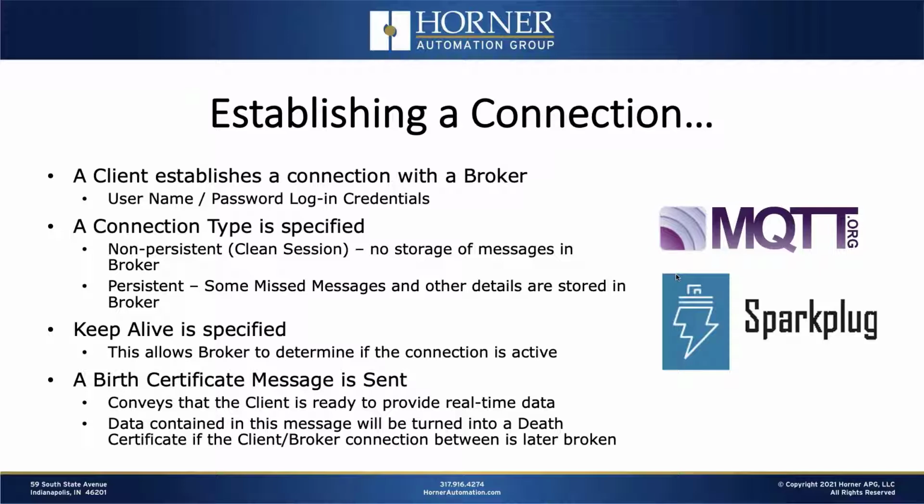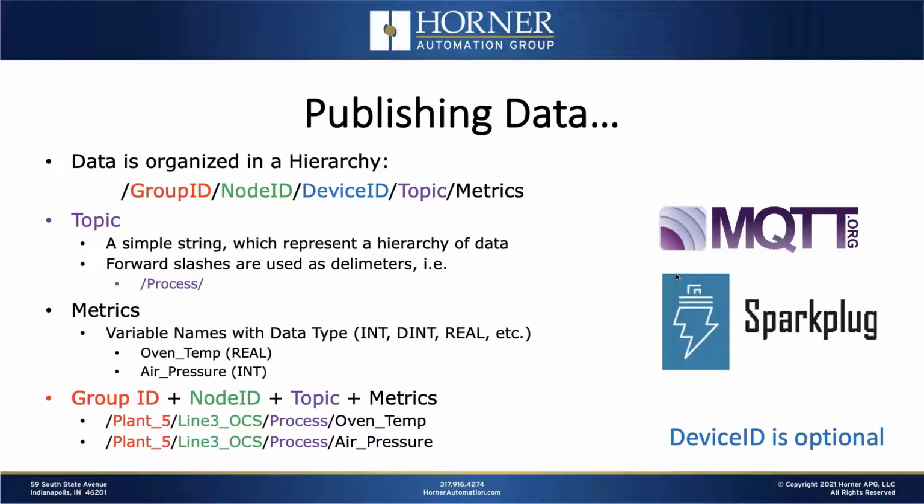And then on the very first connection, when it's established, something called a birth certificate message is sent by the client to the broker, basically conveying that the client's ready to provide real-time data. And then if the connection is ever broken, then that data can be turned into what's called a death certificate. Now, when you're publishing the data, one of the other things that Sparkplug does, and it's part of the MQTT spec, but it kind of expands it, is the data is really organized in a hierarchy.